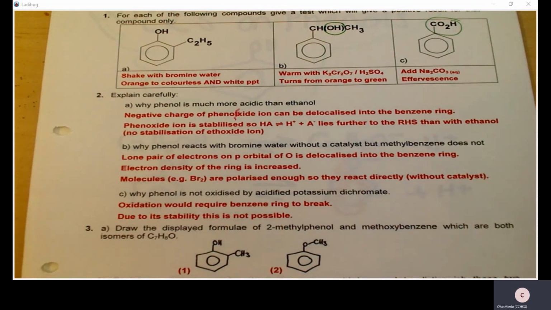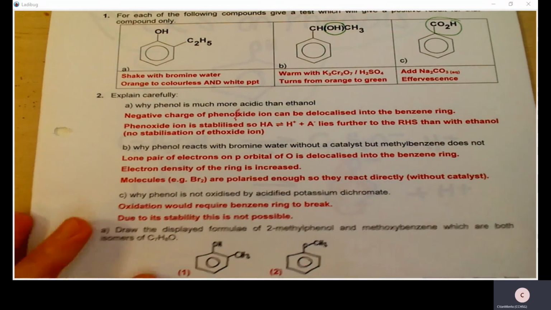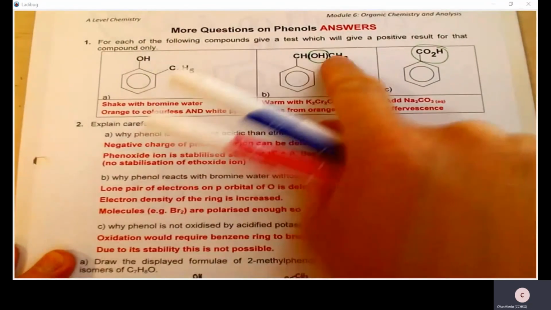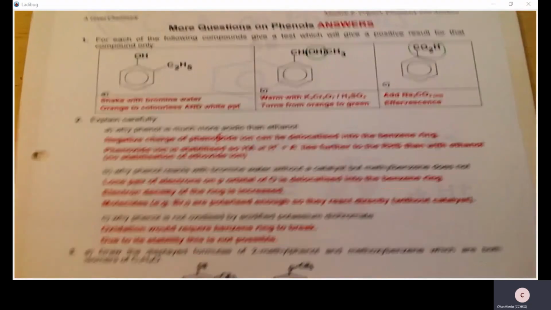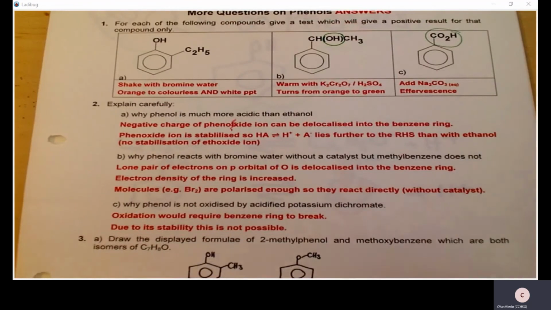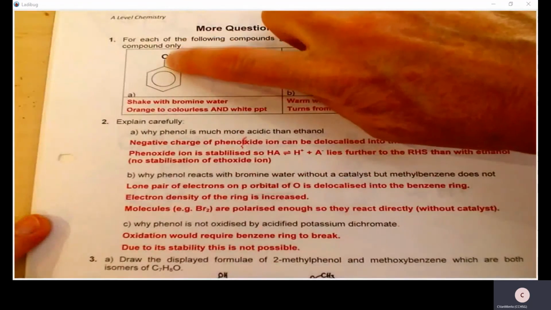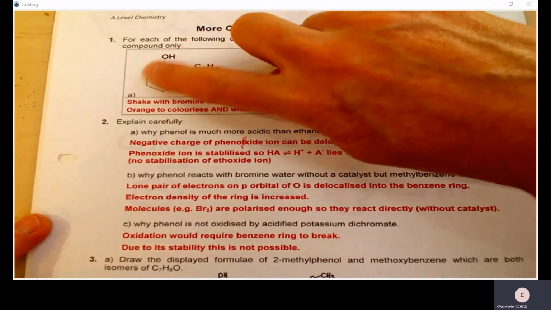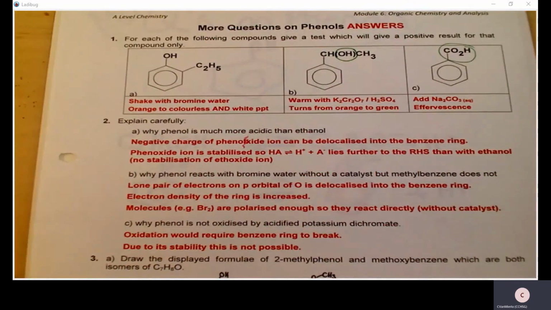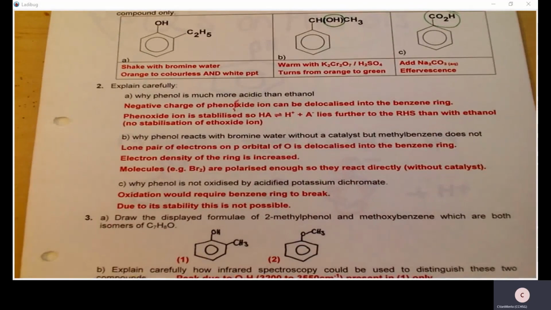And then why phenol is not oxidized by acidified potassium dichromate, but the OH on the carbon chain was, as we said up here. That is because if we are going to introduce a C double bond O here, we're going to have to break the ring because we haven't got enough bonds to be able to do that. So oxidation by the acidified potassium dichromate would require the ring to break, and it's stable, so that's not going to be possible.